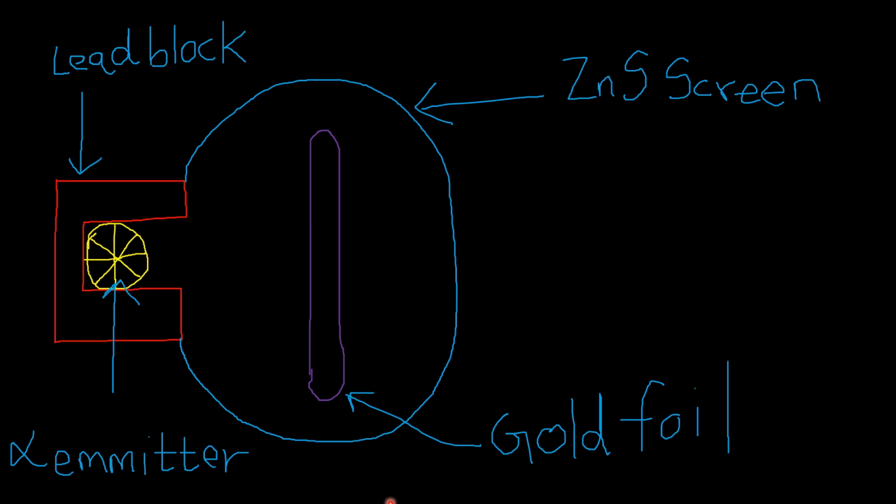This is the setup of Rutherford's gold foil experiment. The part we see in red is a lead block. The lead block is used to cover the alpha-emitting material from releasing radiation to the outside environment. The lead block also helps the alpha emitter to target the beam of particles to one spot.